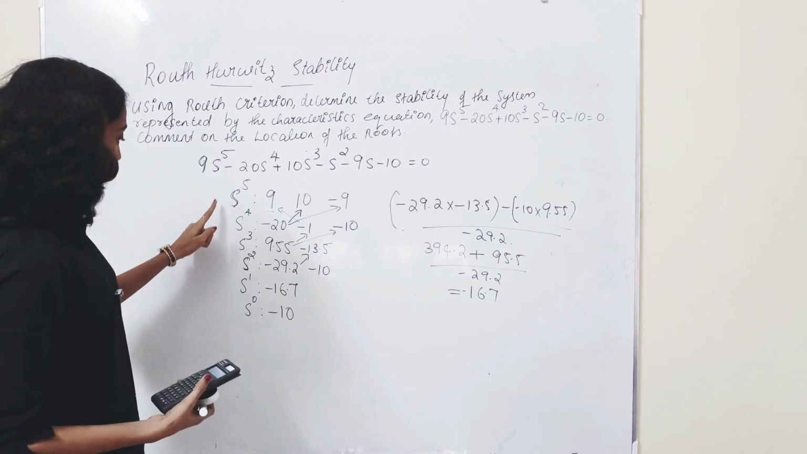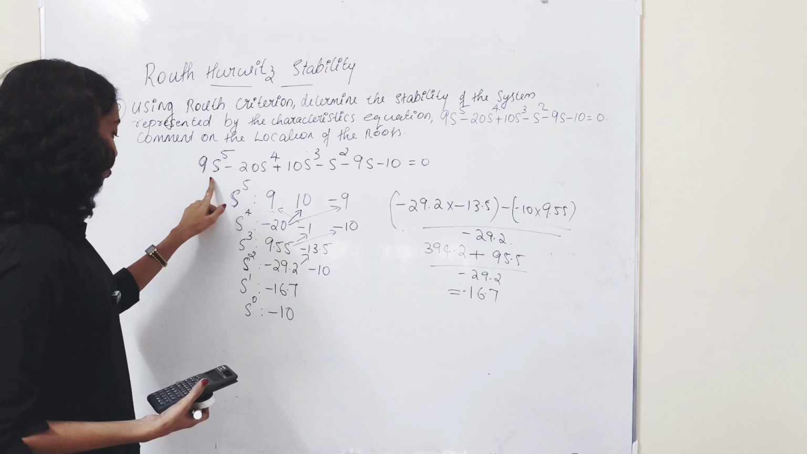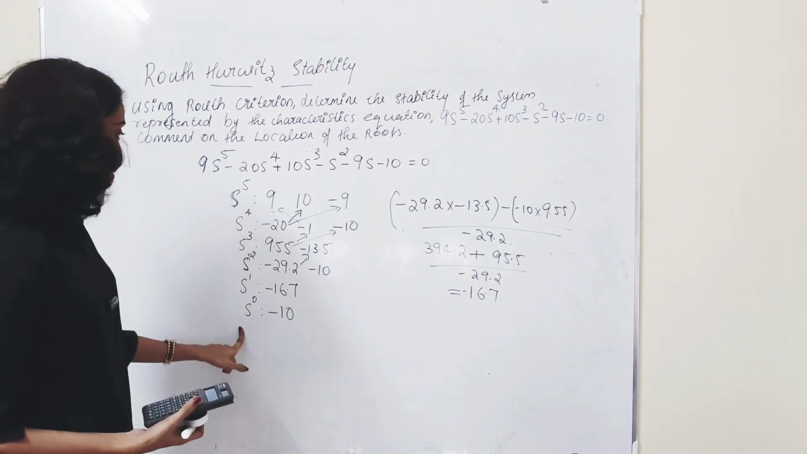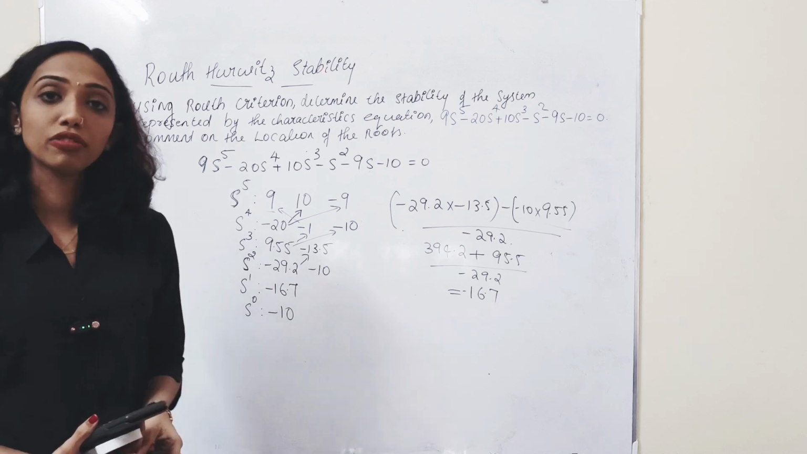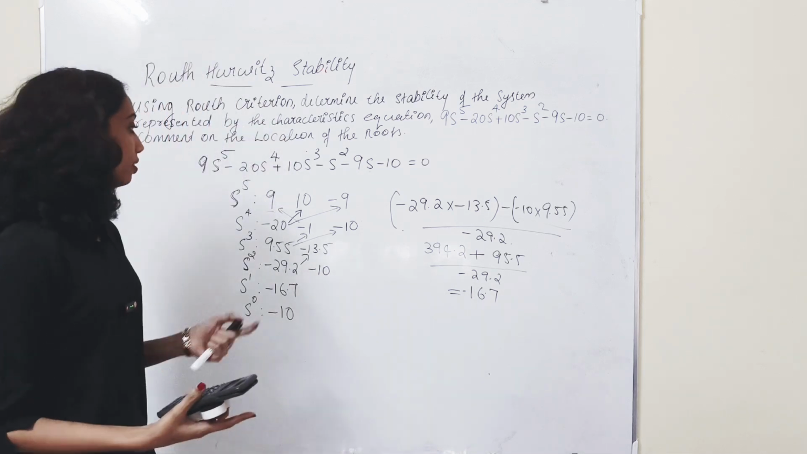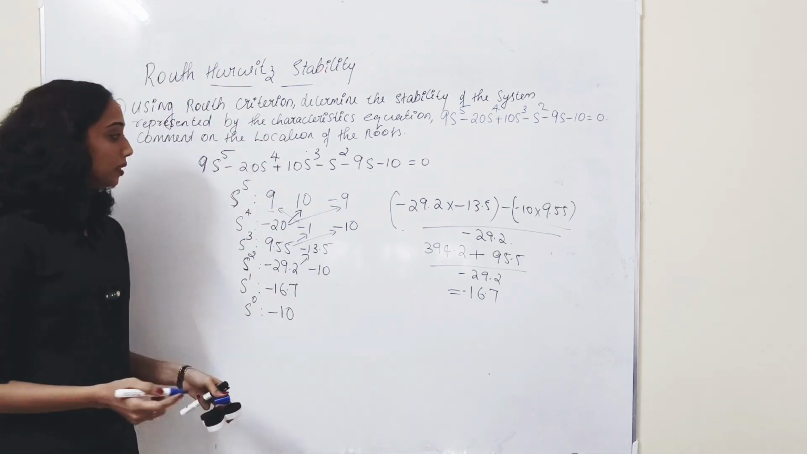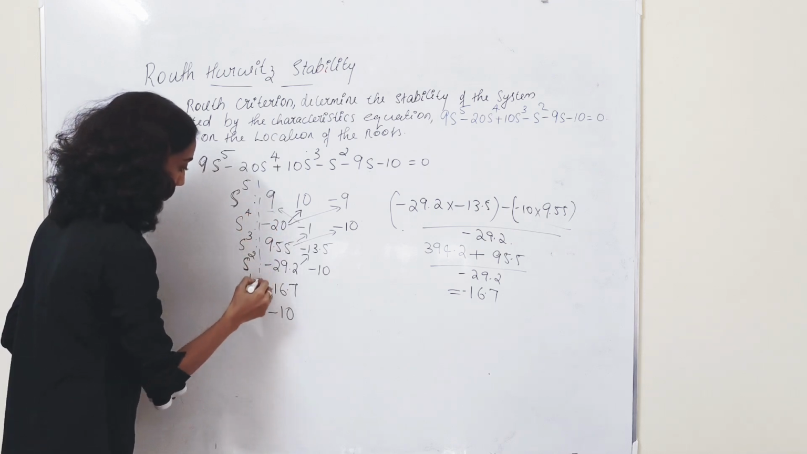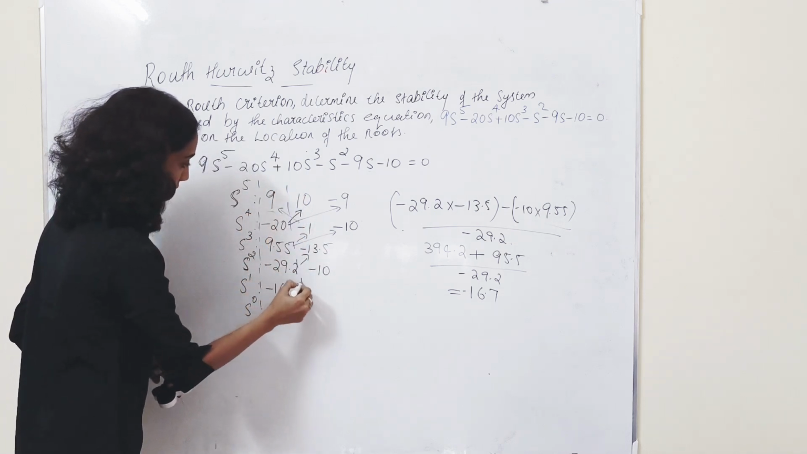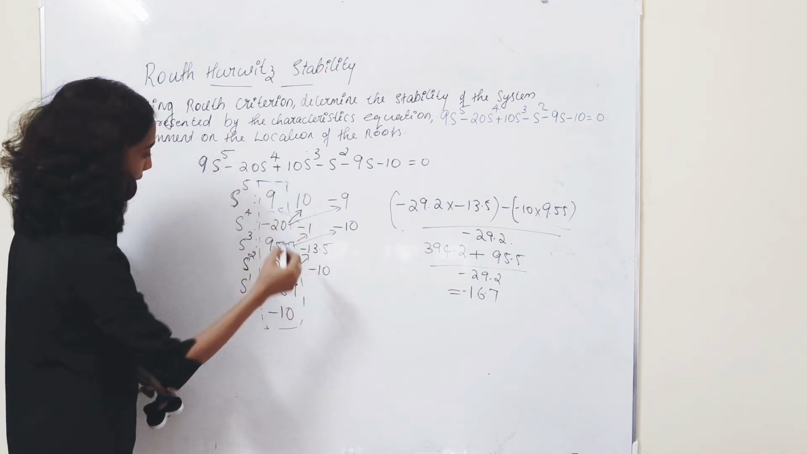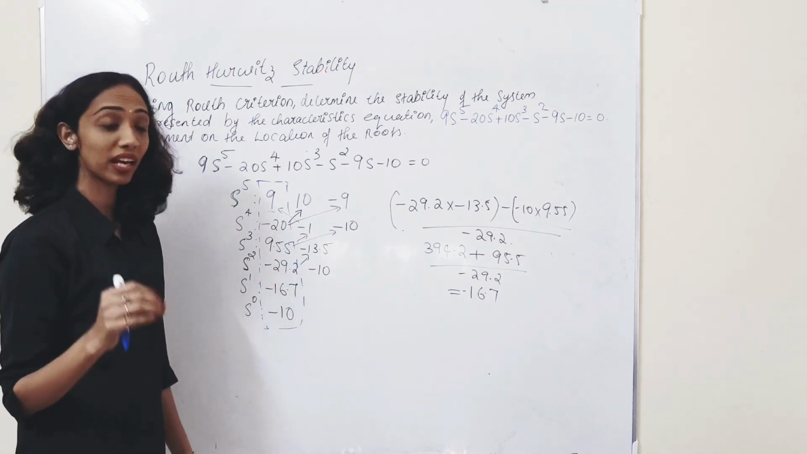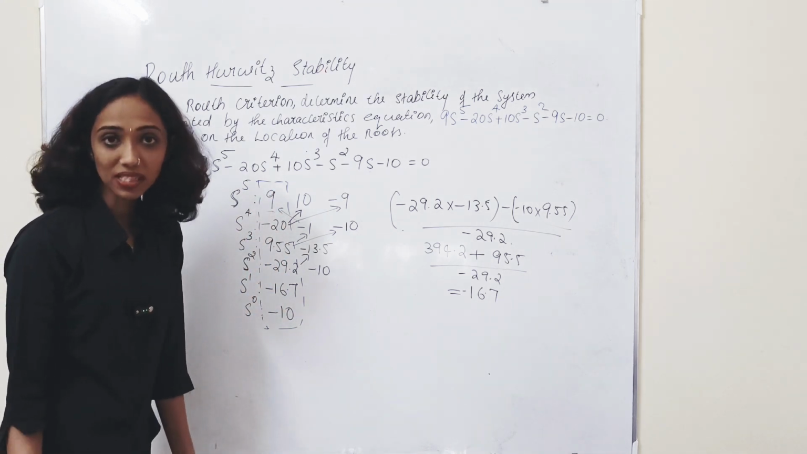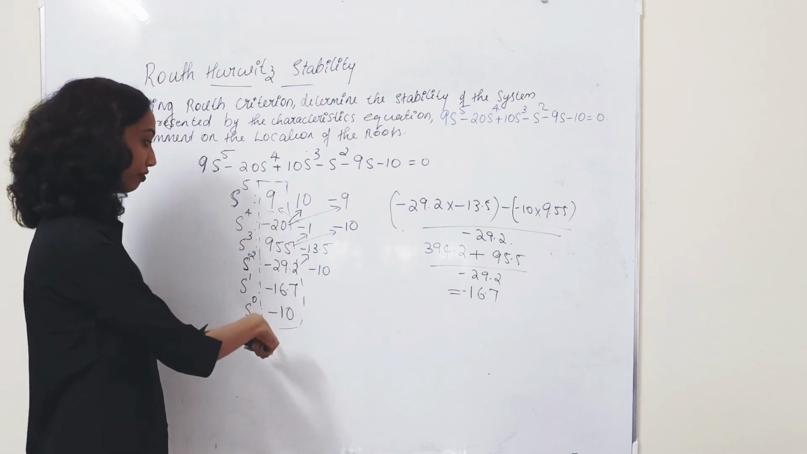So we finished all the steps starting from s raised to 5 and the last one is s raised to 0. Then we can check the stability. First you have to check the first column numbers. All the numbers in the first column, we have so many negative values and positive values. That means we have 2 positive values and 4 negative values. So the system is unstable.